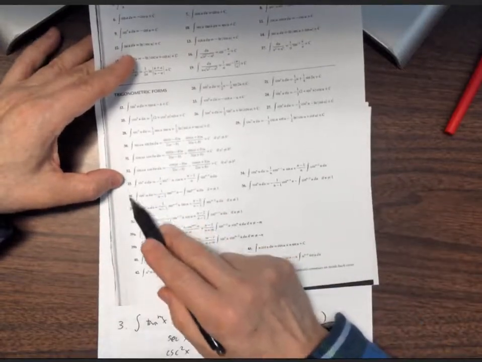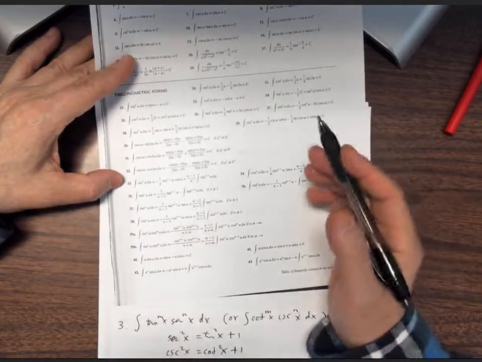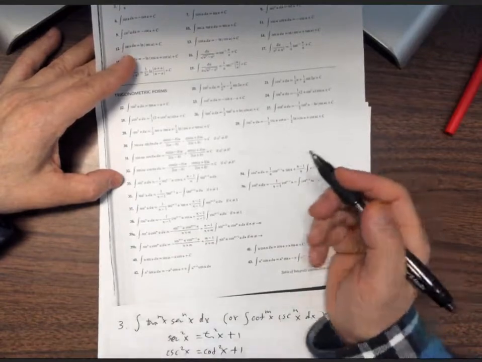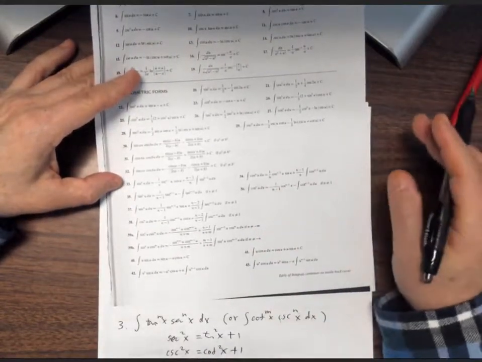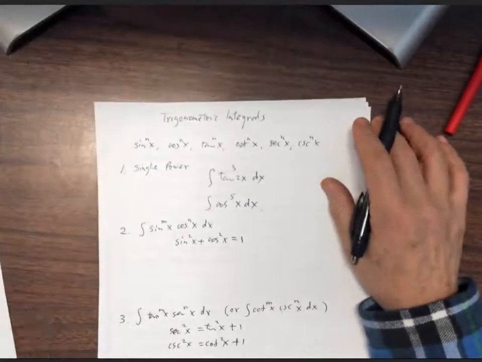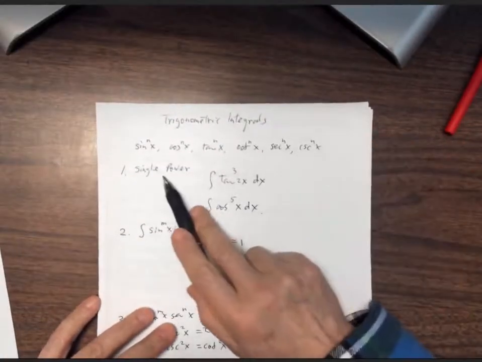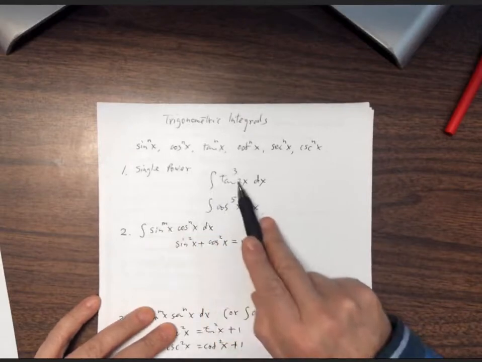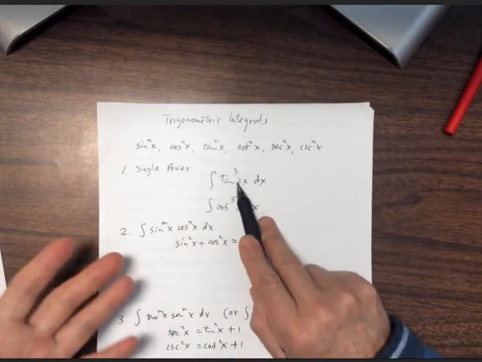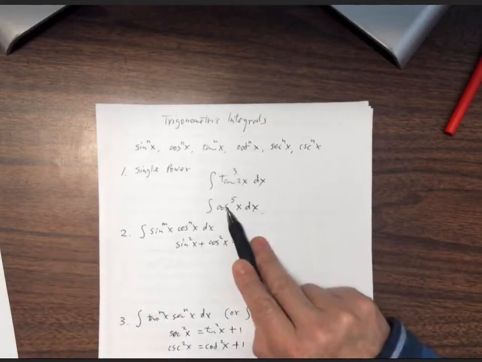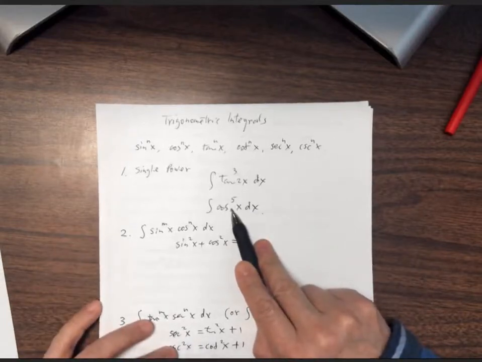By the way, these reduction formulas can be proven by integrating by parts. We're not going to get into the proof of these formulas. Just for the integrals in this group, single power, any single power, either we apply a direct formula or apply a reduction formula.